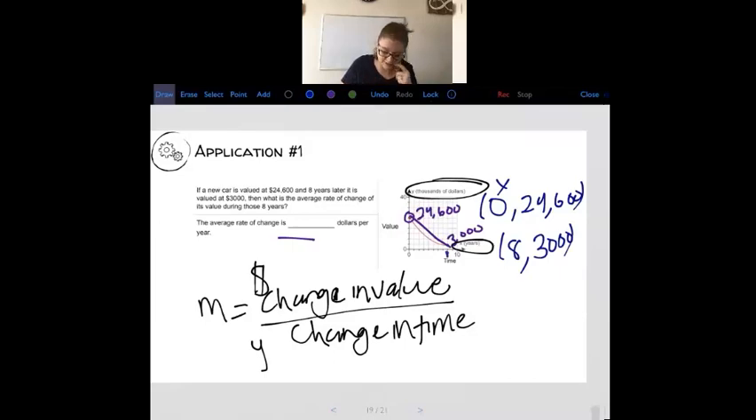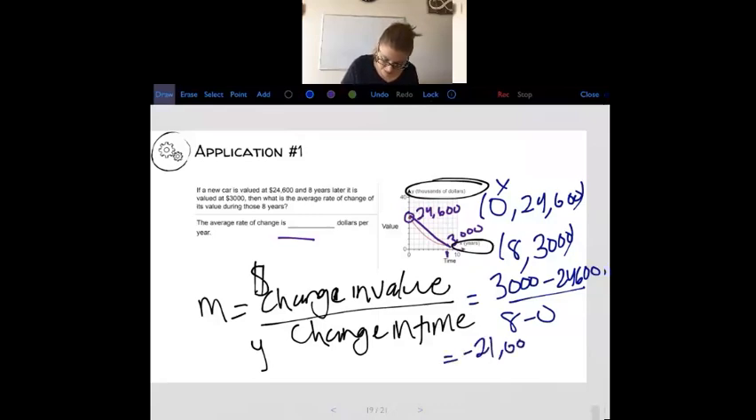So in order to calculate slope here, change in value, so we have 3,000 minus 24,600 divided by 8 minus 0. So if we plug this into the calculator, we have 3,000 minus 24,600, which would give us negative 21,600 divided by 8. And so we would get negative 2,700. Okay, so the average rate of change is negative $2,700 per year.